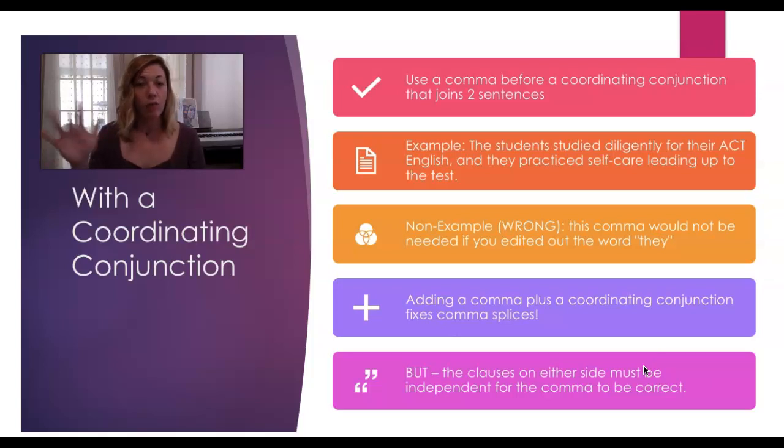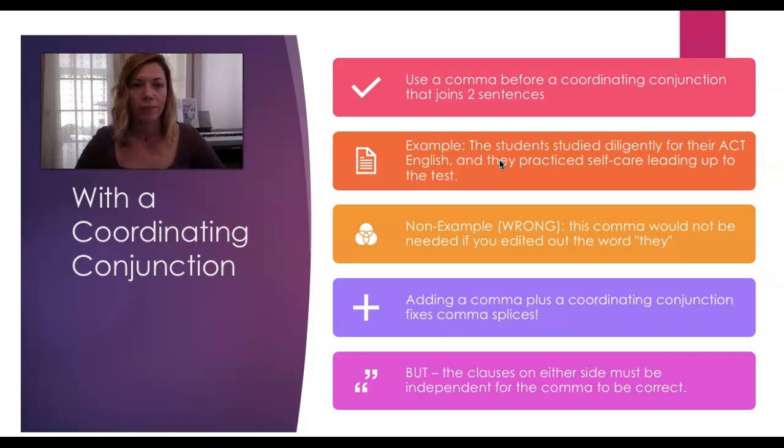They'll put the commas before every coordinator that you see. So every time you see an and, there will be a comma before it, but you don't need one every time you use and. So the non-example, it is wrong. It would be wrong if you edited out the word they. So right here, if I took this they out, just imagine it's gone. The students studied diligently for their ACT English and practiced self-care leading up to the test.